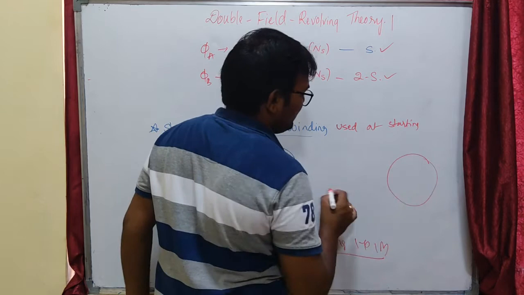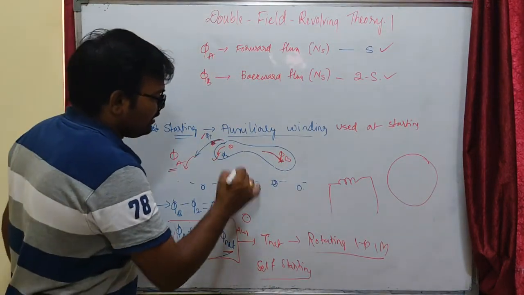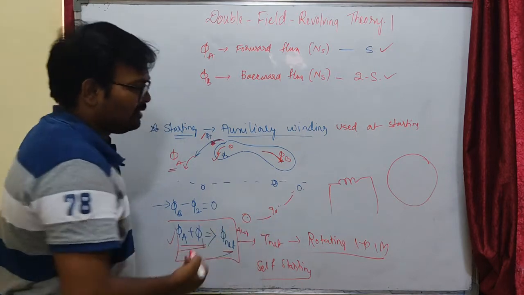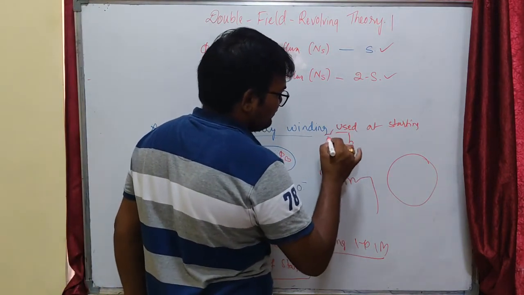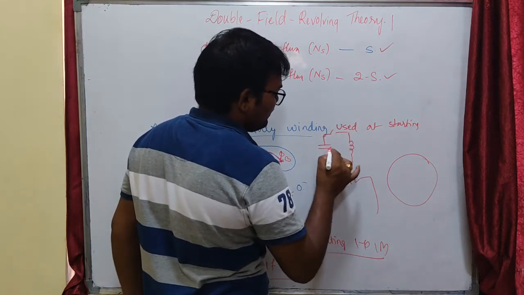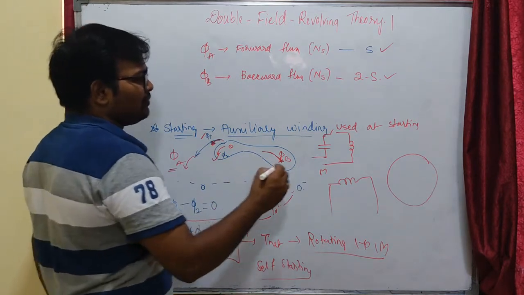Let us consider this is the rotor, and this is the stator. One thing I forgot to mention: the auxiliary winding is placed 90 degrees away from the main stator winding. If this is my main winding, our auxiliary winding will be like this. A capacitor will be placed in the auxiliary winding to have some 90 degrees time displacement.